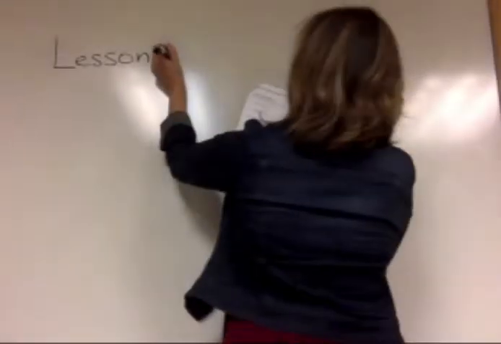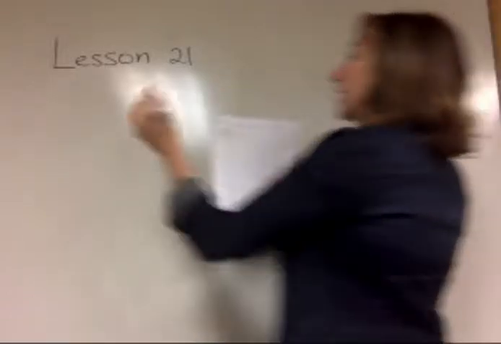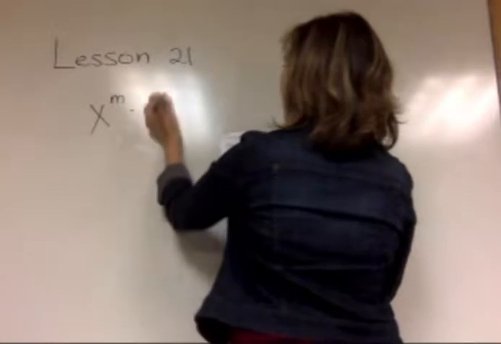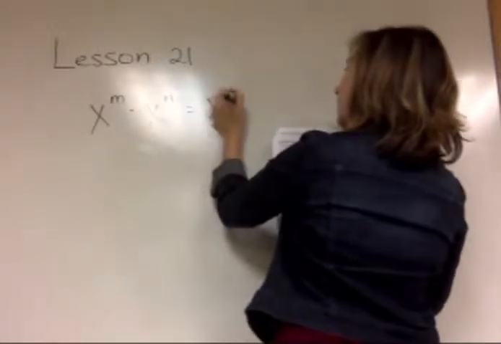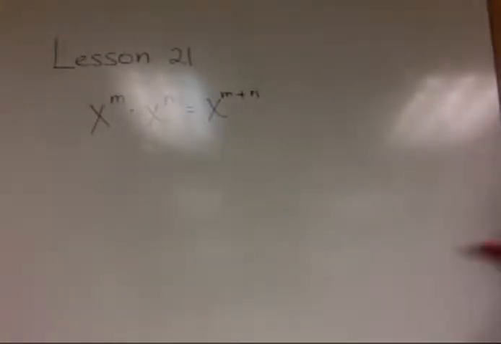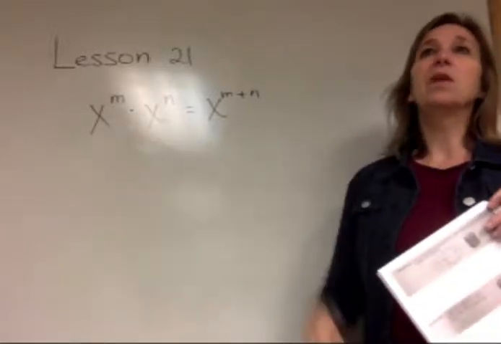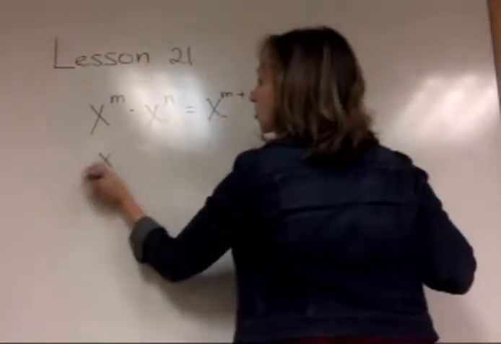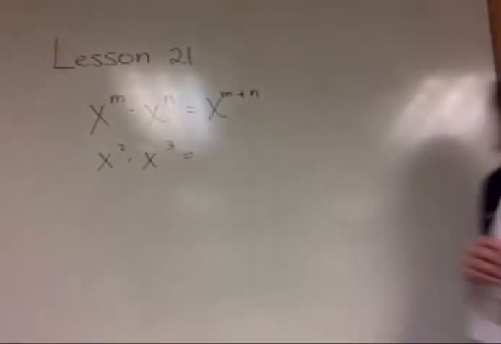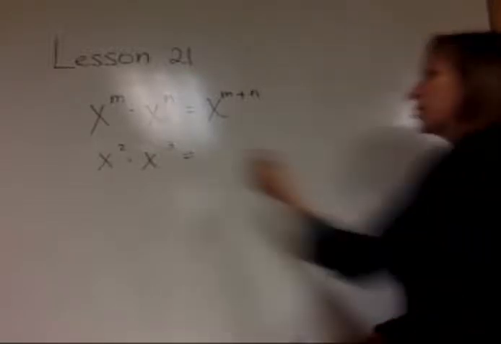So lesson 21 is called Product Rule for Exponents, Addition of Like Terms with Exponents. Here's the thing you have to remember. X to the m times x to the n equals x to the m plus n. So basically what we're saying here is if the bases are the same when we multiply, we add exponents. For example, if I had x squared times x cubed, what do you think it would be? X to the 5th power.